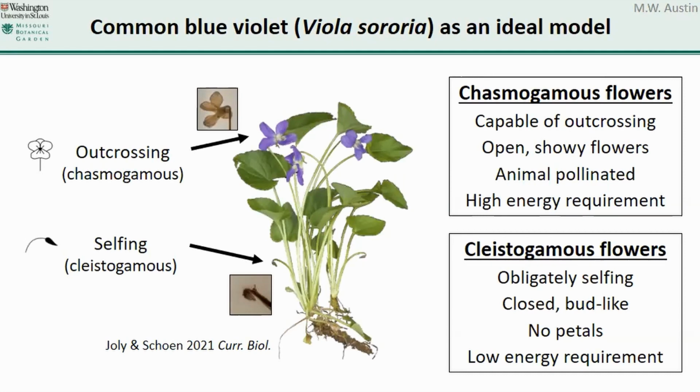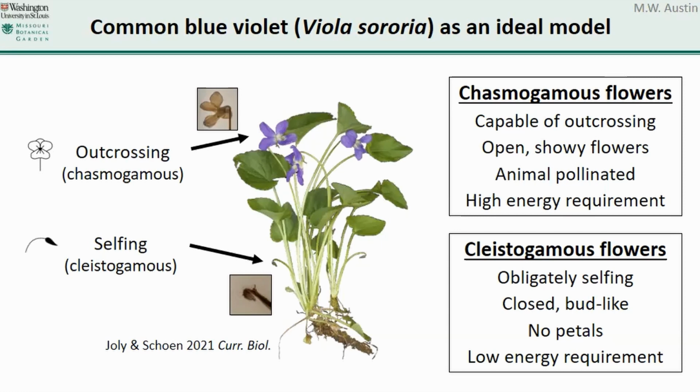This is an ideal model species for testing how climate change has affected outcrossing rates because the common blue violet has dimorphic cleistogamy. What this means is that individual plants produce two different types of flowers: chasmogamous flowers, which are capable of outcrossing by opening to reveal a showy floral display that attracts animal pollinators. These plants also produce cleistogamous flowers, which are obligately selfing and remain tucked near the base of the plant in a reduced, bud-like form.